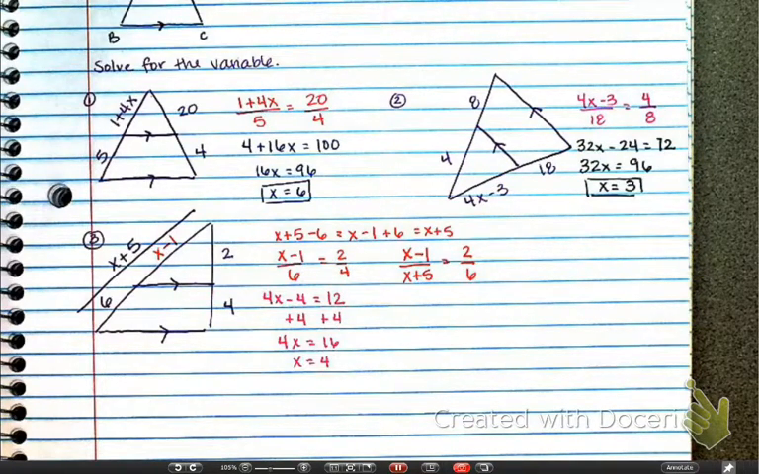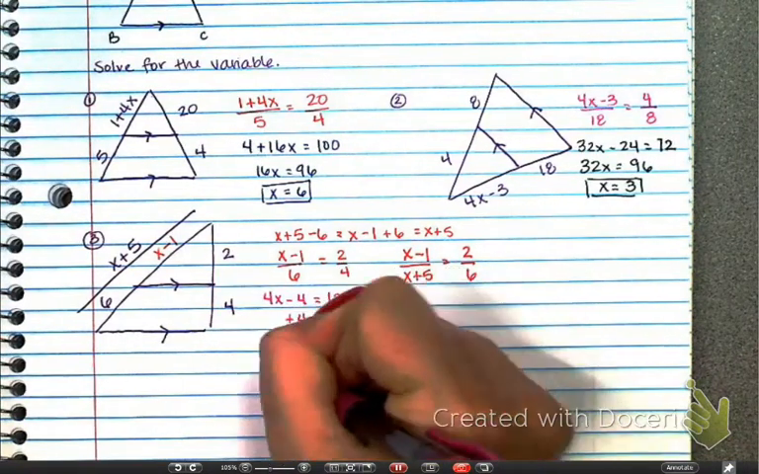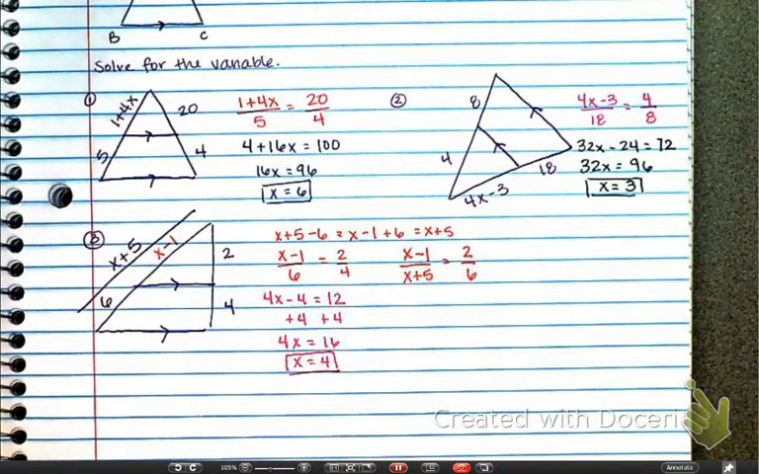Did anyone set it up different and still get x equals 4? Yeah? How'd you set it? No? Okay. And if you solve this, you're still going to get x equals 4. So whether you compare the small triangle to the big triangle or compare the pieces, you just have to make sure you're consistent.